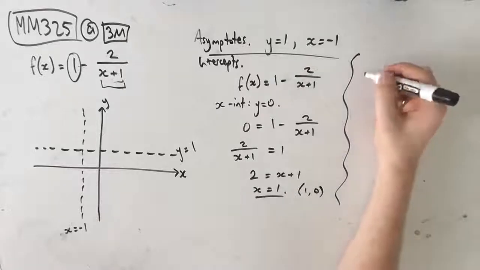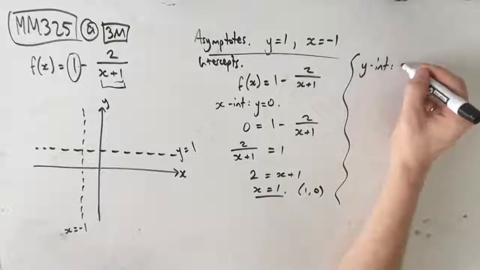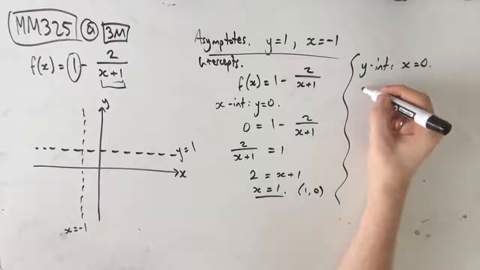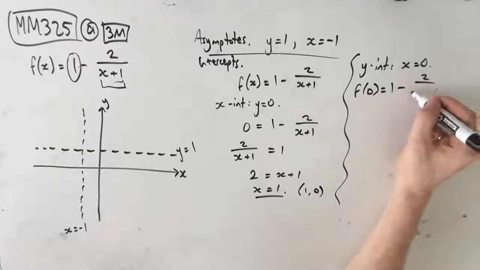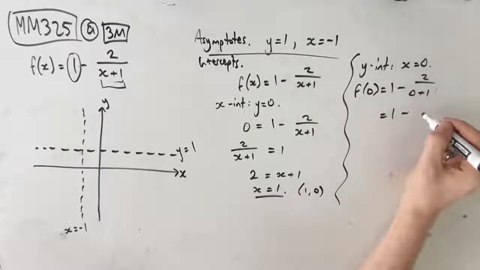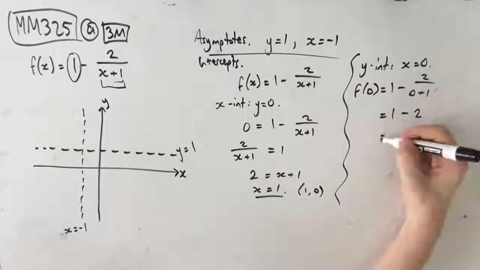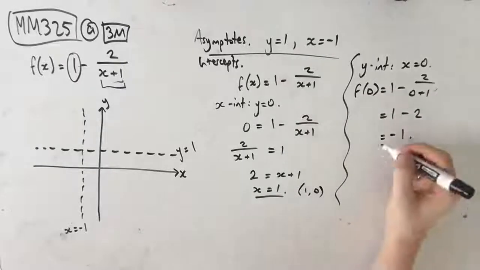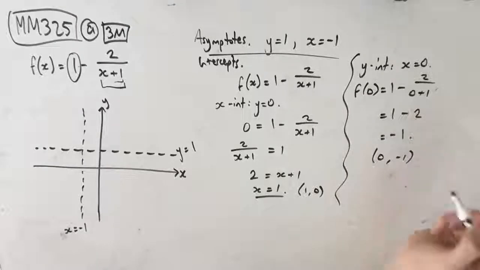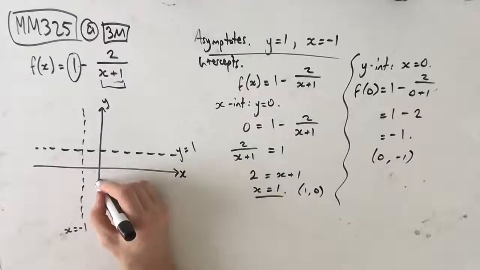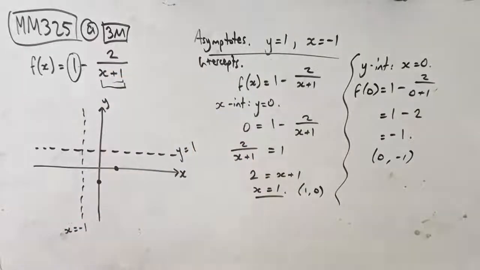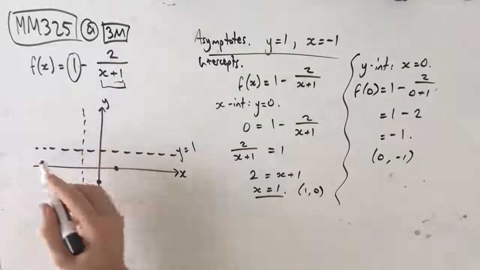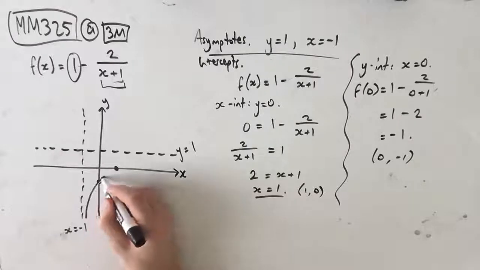And then for our y-intercept, x equals 0. So f of 0 is equal to 1 take 2 over 0 plus 1. 1 take away 2 over 1 is just 2, which means we get -1 here. So our y-intercept is 0, -1. So we have 0, -1 here, 1, 0 here. It's a negative hyperbola, which means it's going to be in this quadrant and this quadrant. So it looks something like that.